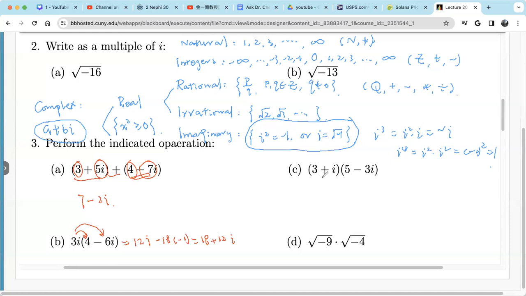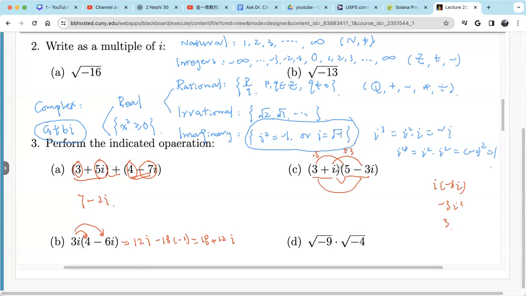Now let's see C. C, we have 2 terms, so we FOIL it, right? We FOIL it. The top, we have 3 times 5, which is 15. Then i times -3i. That's -3i squared. Well, that's +3, because i squared is -1. -1 times -3, +3. Okay. So here we get +3.